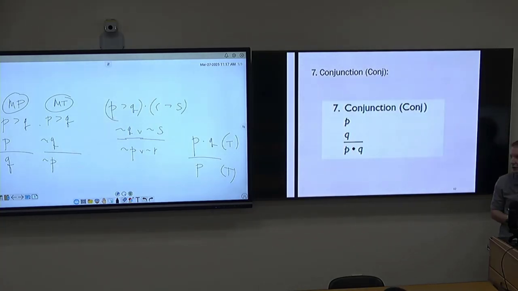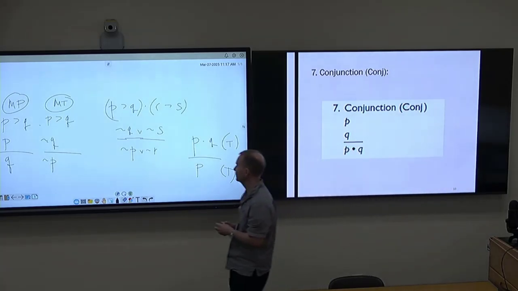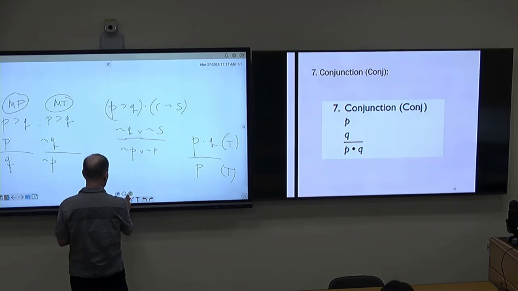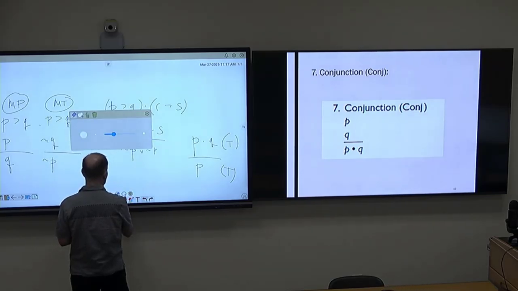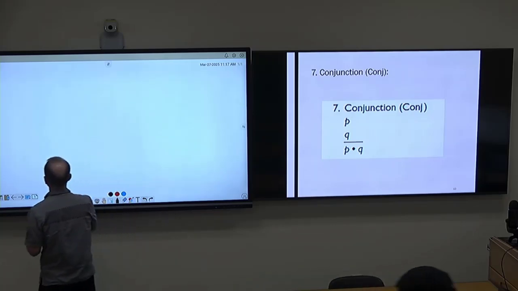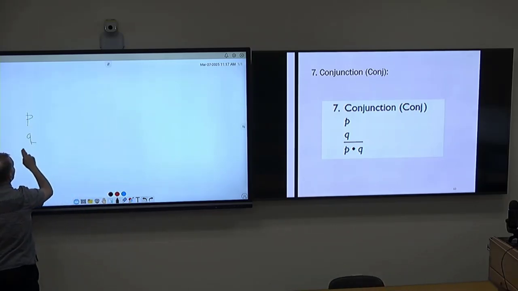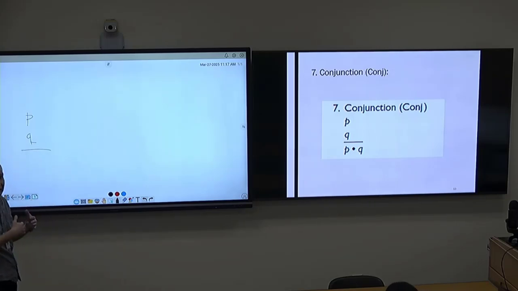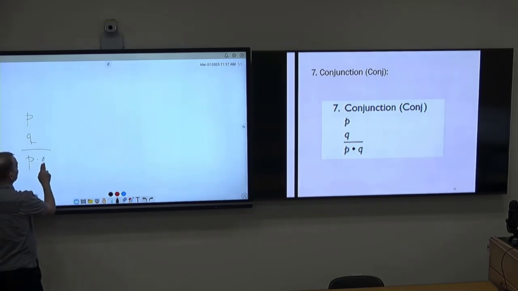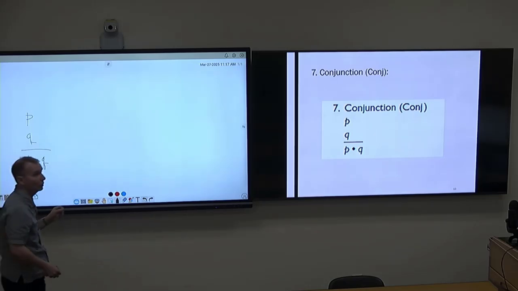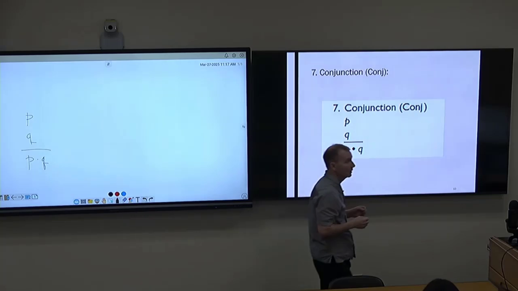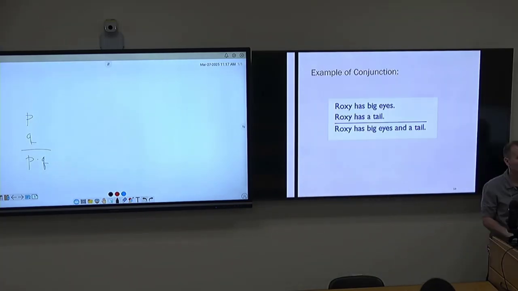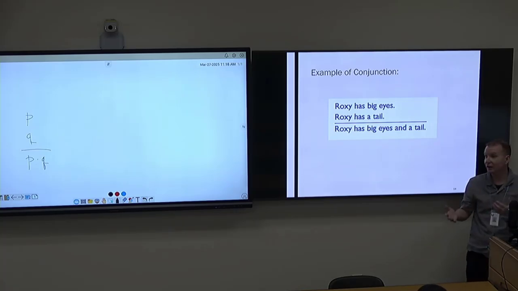Now, conjunction. Conjunction is kind of easier to understand, I guess. So if you have P on one line, and if you have Q on any other line, and they don't have to go right underneath each other, right? They could be anywhere. You can then conjunct them as P and Q. Because again, assuming each one of them true on its own, of course the connection with the conjunction would also have to be true. Here's how it works in language. Roxy has big eyes. Roxy has a tail. Therefore, Roxy has big eyes and a tail.